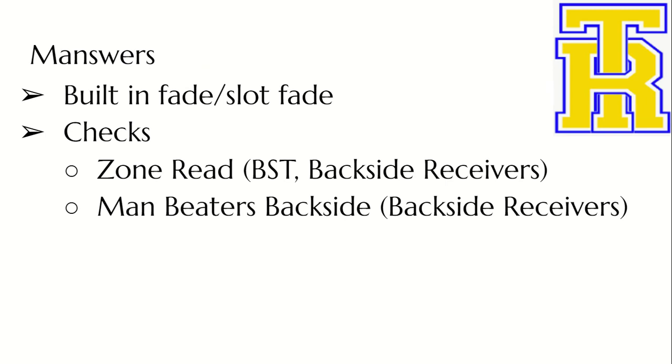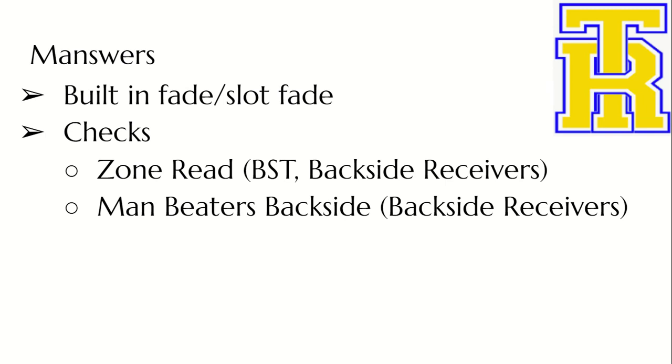But again, let's say we're in a situation where it's 3rd and 2, 3rd and 3, and I need a first down. Do I really want to call fade or slot fade? So there's a couple of checks that we talk to our quarterback about. One of which is just plain zone read. If I get a 6-man box, I can still go ahead and block zone read.